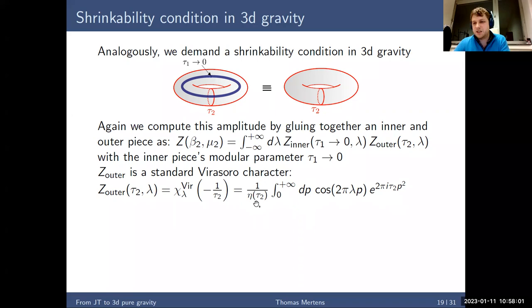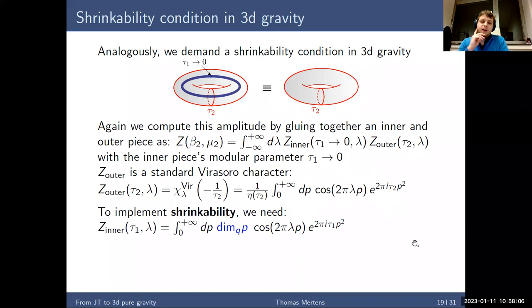this solid torus. And now to implement the shrinkability condition, so we demand that we reproduce the solid torus amplitude if we take the inner torus to go to zero, and we already know the outer piece, we can deduce what the inner piece has to be in order to match this, and it looks like that. So again, very similar to JT, you get an integral, you get this cosine that you use to glue these things together, and then you get the full dimension coming from the inner piece.